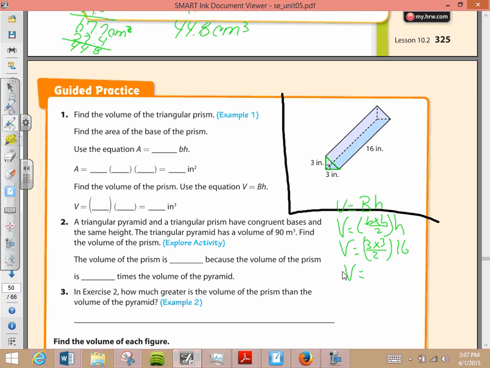3 times 3 is 9. 9 divided by 2? 4.5 times 16. What do you get? 72 inches cubed. Right there.